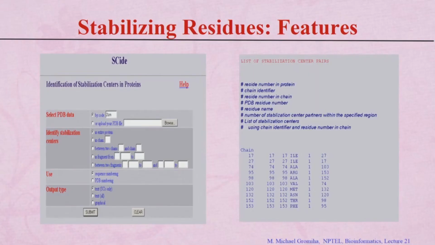In this case you can use the server SCIDE. To identify the stabilization centers, it asks for the PDB code, or you can upload your PDB file. Then for the stabilization center, you can see it from a particular chain, or if you have more chains, you can also see from the different chains. So, this is the result. We can get the text as well as the graphical output, and here we see the chain information. Residue 17 is involved in a stabilization center because this and this residue 27 have several residues in the center and they are interacting with each other. Likewise, for each pair they form the stabilization centers.